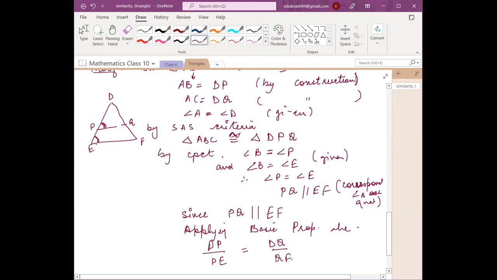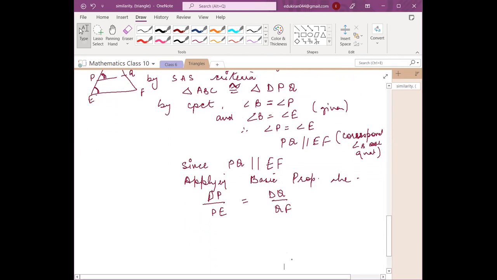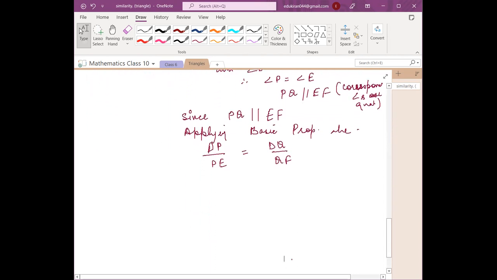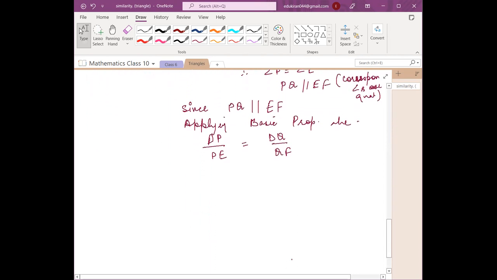Okay, I'm just scrolling it. I hope you have written, both of you. Yes. Okay, now we will do some calculation here. I'm just reversing it, no issue. I'm just flipping it. So PE upon DP is equal to QF upon DQ.